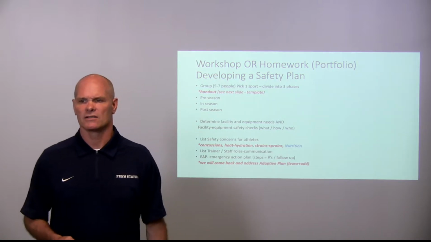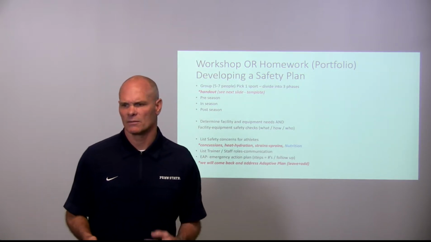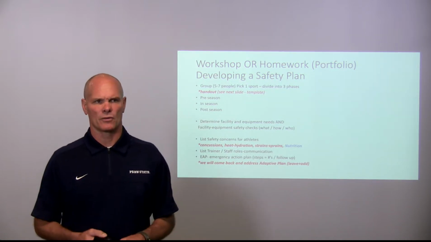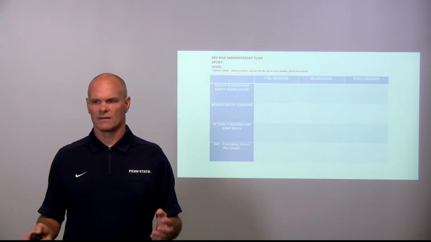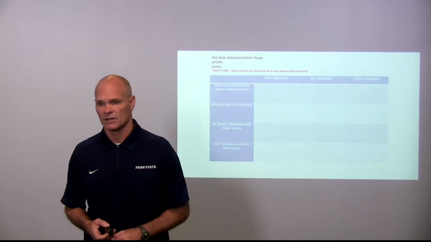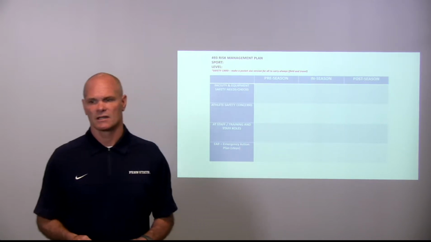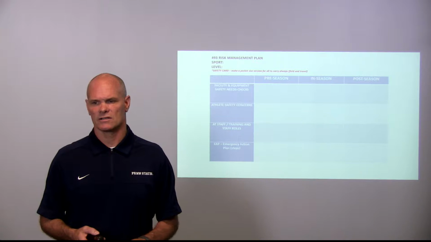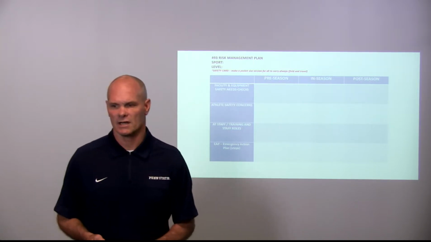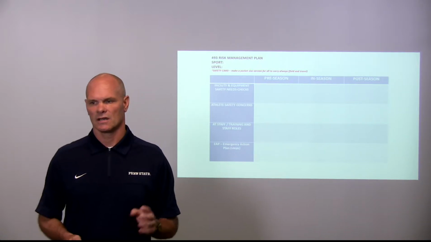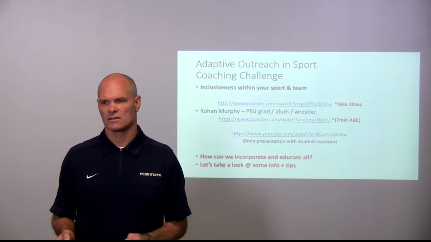And then lastly, you can do a workshop where you start to develop a safety plan, not only for your athletes, but for every part of the program. Again, this is a risk management template you can use, addressing the equipment, safety needs, the safety of your athletes, and then the rules for your staff and your training, and then that emergency action plan. Again, preseason, season, and postseason.